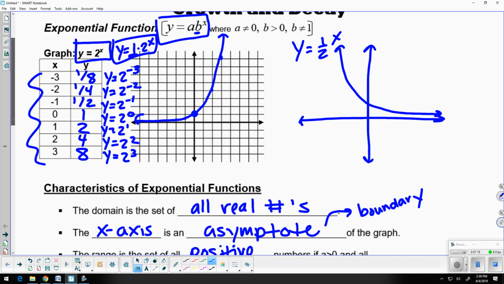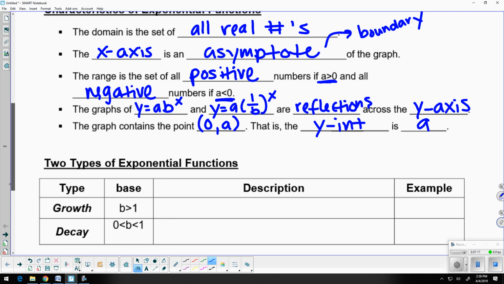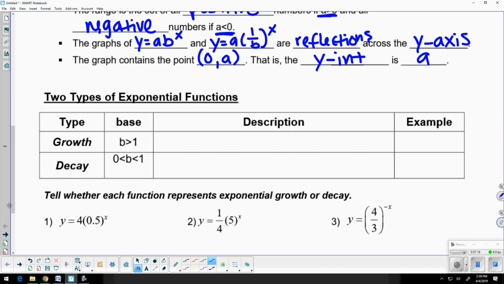But the next thing we have to talk about is what's the difference between exponential growth and decay. Okay, it all depends on what the base is. Whatever your b value is, whatever the base of the exponential, so whatever the value that's being raised to the exponent, whatever that number is, that's going to determine if it's going to be exponential growth or decay. So it says it's going to be growth as long as b is greater than 1. So that's the key thing. Let me give you an example first, and then I'll come back to the description.